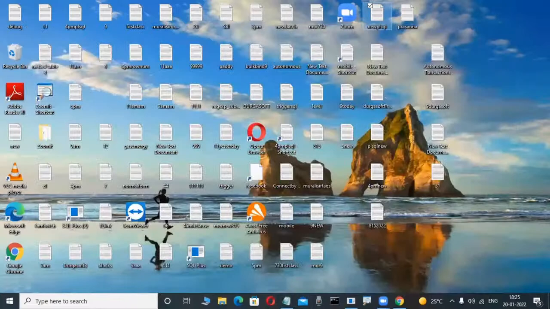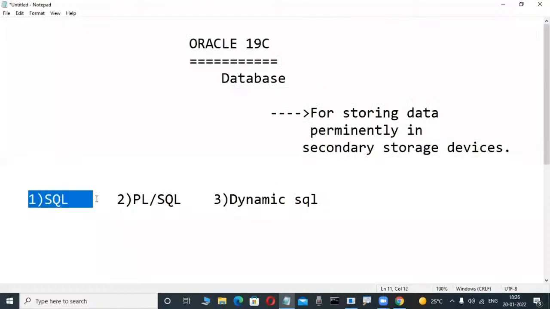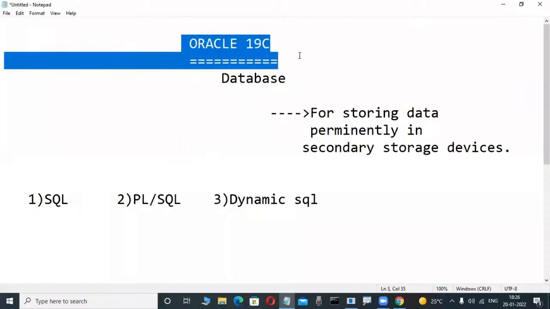That's why we learn the SQL language first. After that, once you have some knowledge, then you learn about PLSQL. Through these two languages, we are operating this Oracle software. Okay, and now check it out.